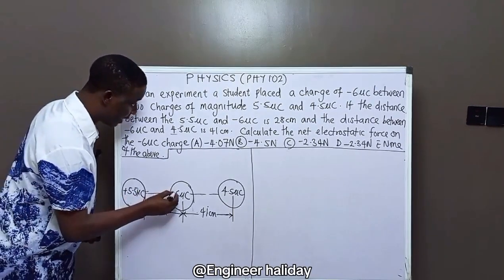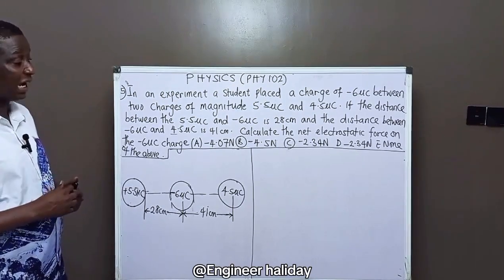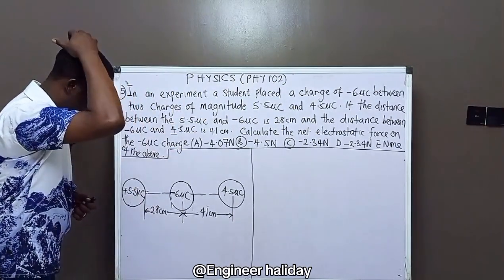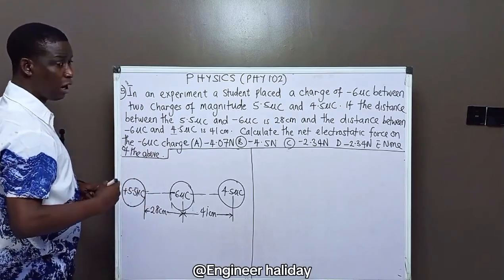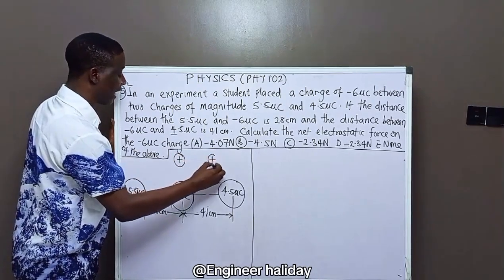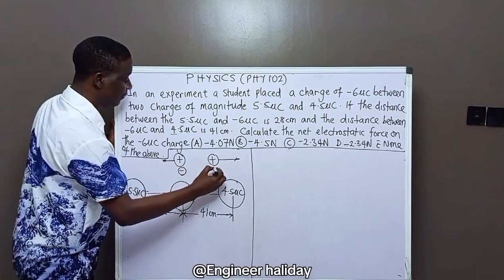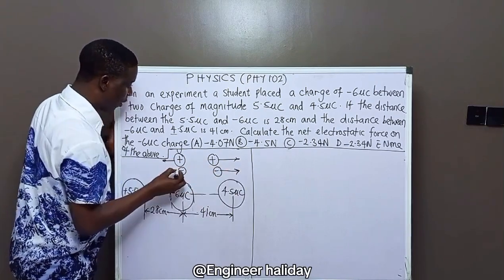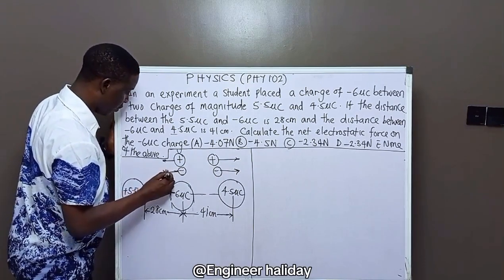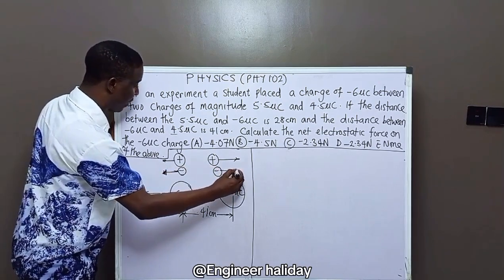Calculate the net electrostatic force on the -6 microcoulomb charge placed between the two of them. Now let's go. We don't look at the options, let's see the solution. First of all, we know that if you have a positive and a positive charge, they will repel. Similarly, a negative and a negative charge, they will also repel. What Coulomb's law says is that like charges repel.